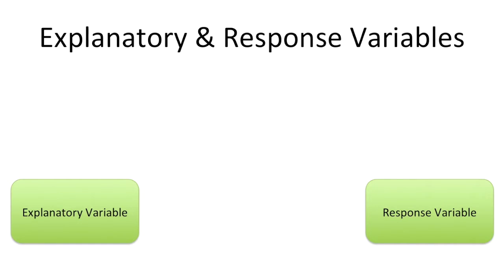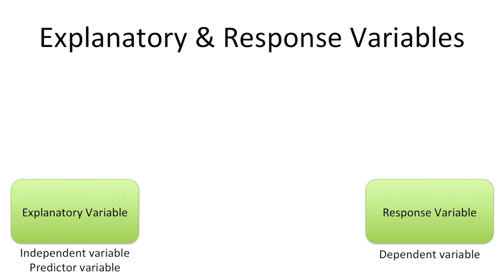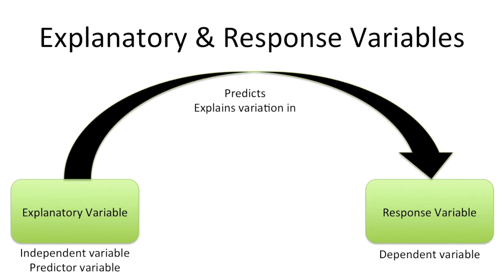Within a research study, variables can also be classified as explanatory or response. You may also hear explanatory variables described as independent variables or predictor variables. Response variables are also known as dependent variables. In some research studies, we use one variable to predict or explain differences in another variable. In those cases, we would say that the explanatory variable predicts or explains variation in the response variable.